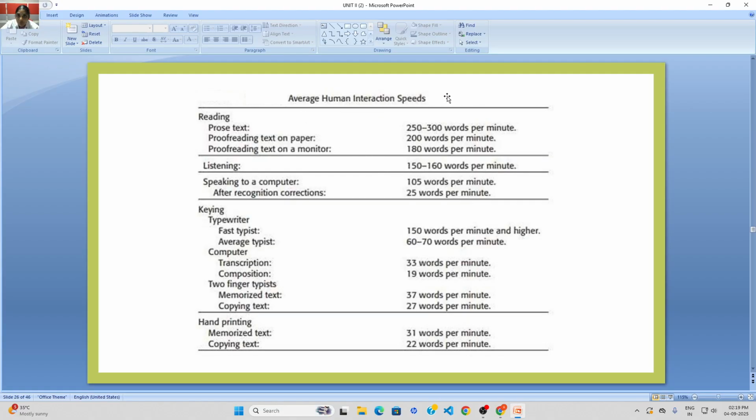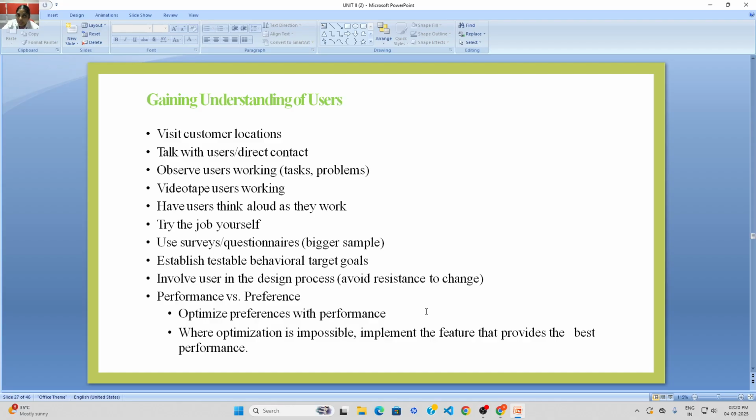Average human reading speed is 250 to 300 words per minute. Proofreading text on paper is 200 words, and proofreading text on a monitor is 180 words. Listening is 150 to 160 words per minute. Speaking to a computer is 105 words. Corrections are 25 words. Typing on a typewriter or computer, as a two-finger typist, and then hand printing. These are average human interaction speeds, not exact figures.